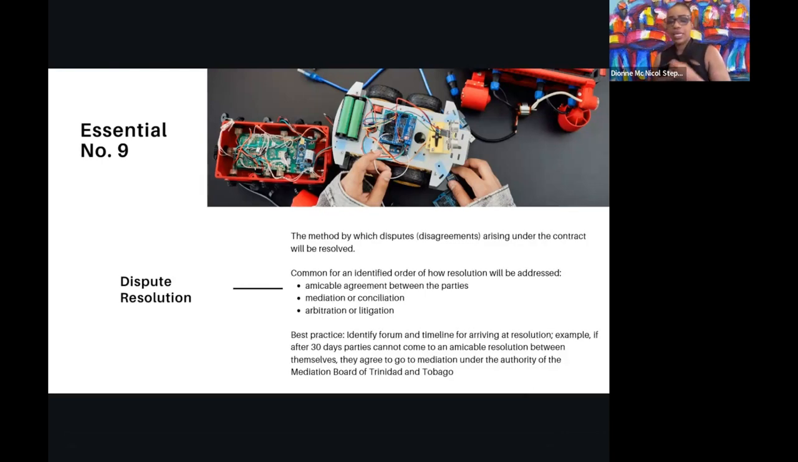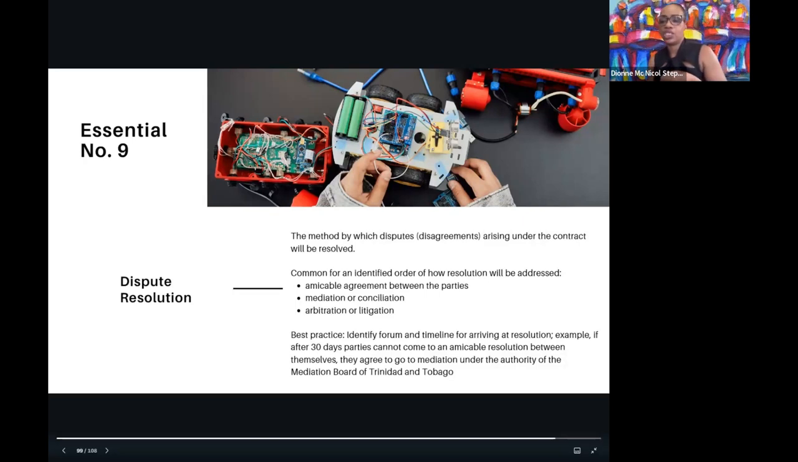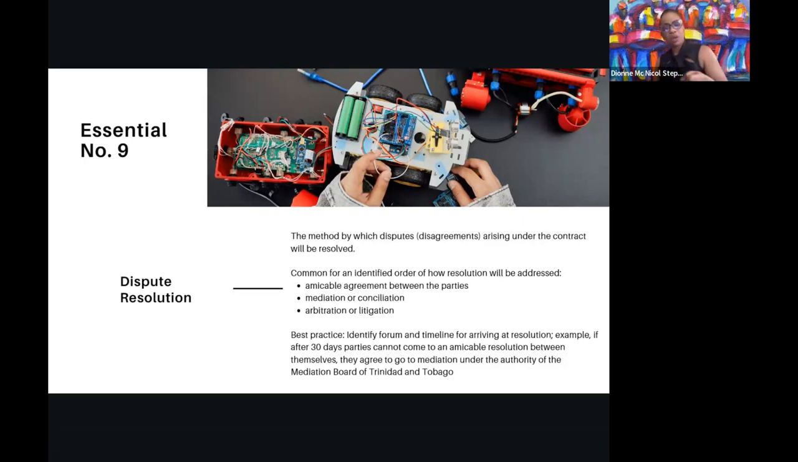If we can't do that, let's go to mediation or conciliation, which is a softer thing where there's a third party, yes, and they're trying to help us to come to agreement. One is legally binding, one is not. But if that fails, then maybe we go to arbitration. And if arbitration fails, we go to litigation. I am saying nobody, I don't know. Maybe, well, I mean, people do it.